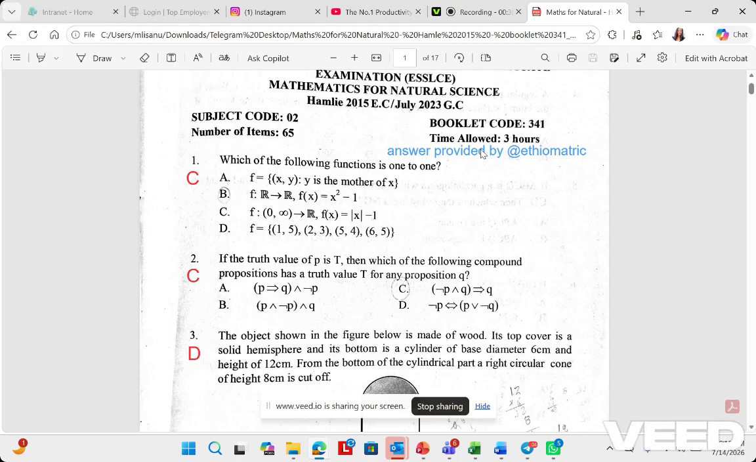So the first question is, which of the following function is one-to-one? A, f is equal to {(x, y) : y is the mother of x}. B, f from real numbers to real numbers, f of x is equal to x square minus 1. C, f from zero to infinity to real numbers, f of x is equal to absolute value of x minus 1. D, f is equal to {(1,5), (2,3), (5,4), (6,5)}.